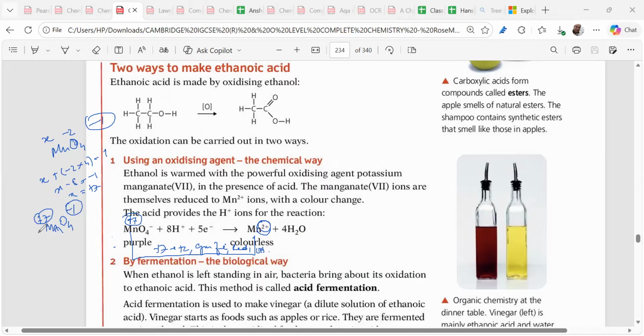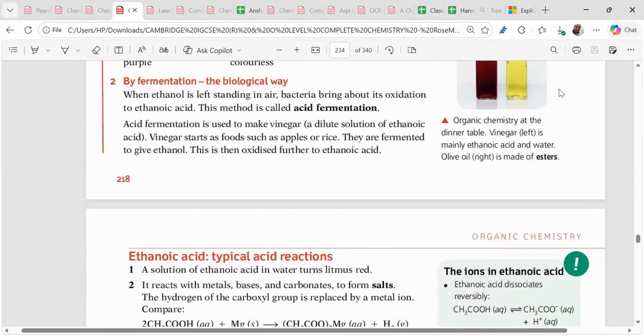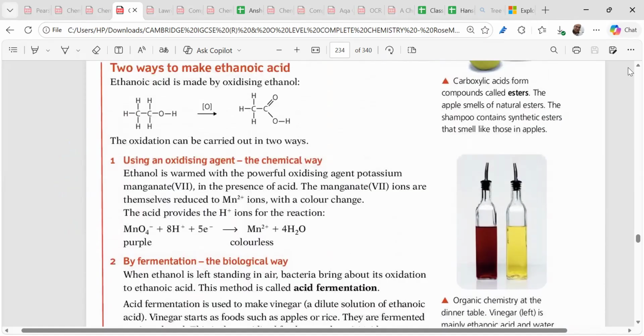Now the next part: when we talk about how to make it by the fermentation process, we can make ethanoic acid by fermentation. In the fermentation process, who oxidizes it? The bacteria will be oxidizing it. The biological way, isn't it? So do you know what? Have you heard of that?